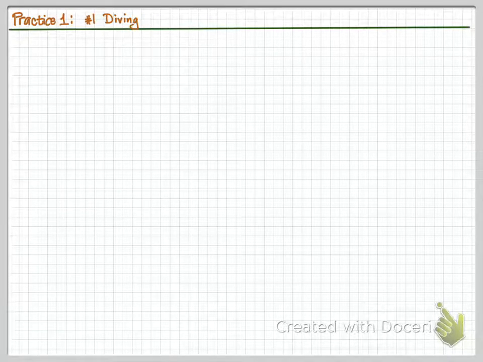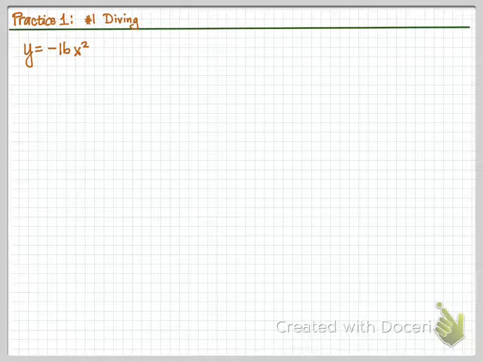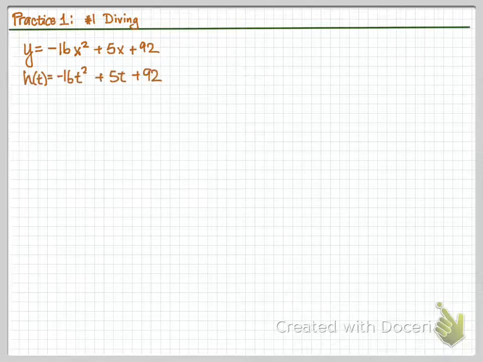First question is the diving question with Mr. Thompson, and you set up your equation with your a. All of this is in standard form, a being negative 16 for the effects of gravity. The initial velocity is 5 feet per second, so it's 5x, and he starts at 92 feet high, so it's plus 92. I have it there in standard form of the y and x, but since ours is height versus time, you can change it to a function of h, or h of t equals negative 16t squared plus 5t plus 92, where the t is time and the h is the height.